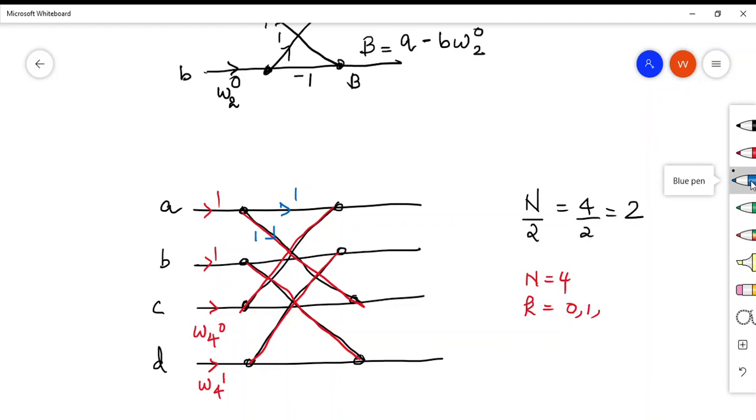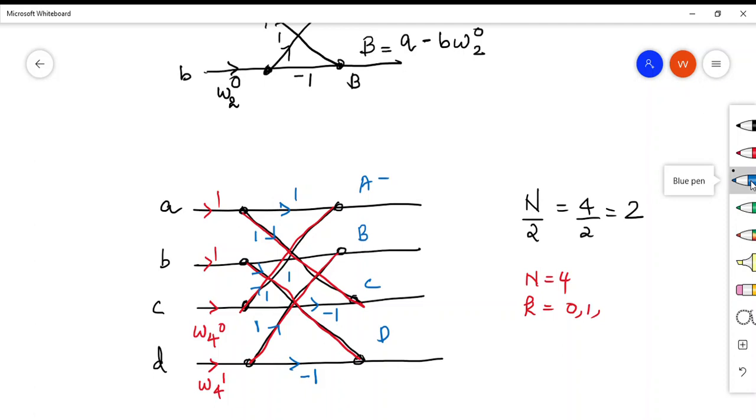Last branch of first butterfly will be having minus 1. Again, last branch of the second butterfly is having weight minus 1. All others are 1 only. So this is 1, this is 1, this is 1. And then you can find here A, B, C, D.